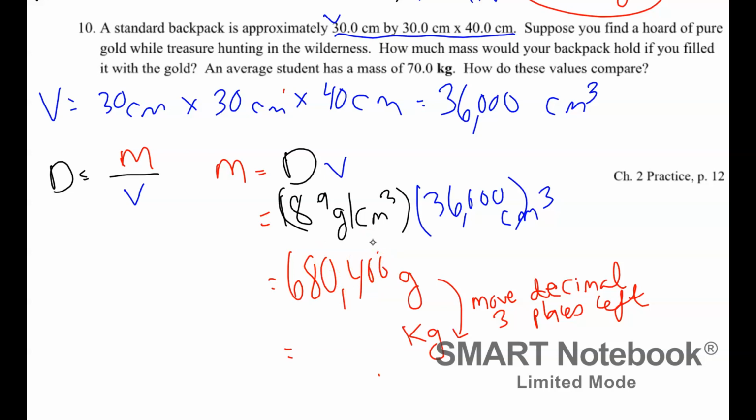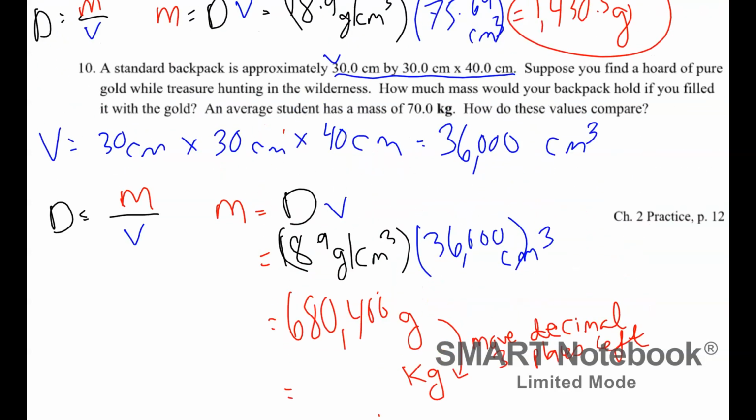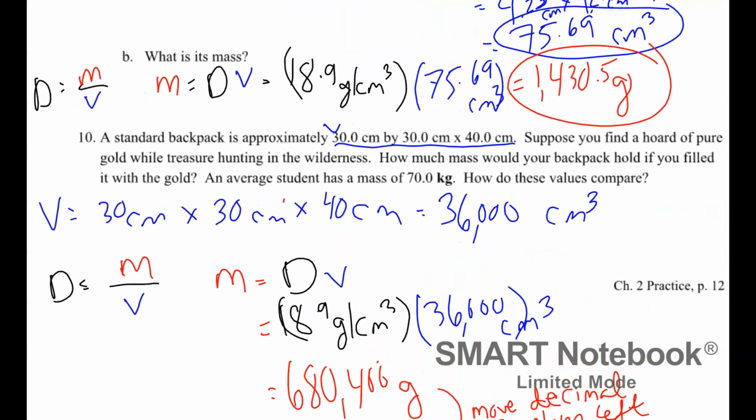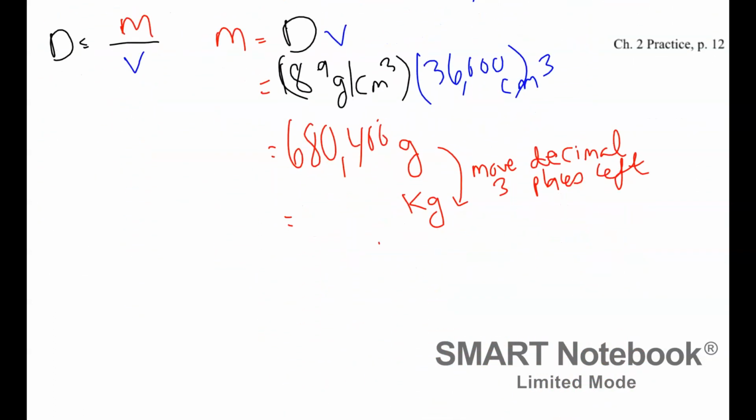That sounds pretty good. Now, they want to know the average student mass in kilograms, so we should convert this number to kilograms too. To do that, we're going to move our decimal 3 places left. In this number, we know the decimal's implied right here. To go from grams to kilograms, it's going to be 1, 2, 3 place values left. So this is going to be 680.4 kilograms.